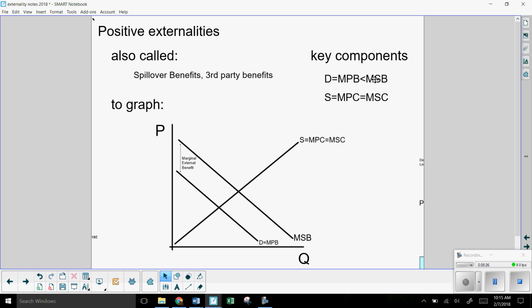So that basically tells you the disruption is on the benefit or the demand side of the equation. Here we know all three of these things are equal: supply, marginal private cost, marginal social cost. That means there's no marginal external cost to somebody else.